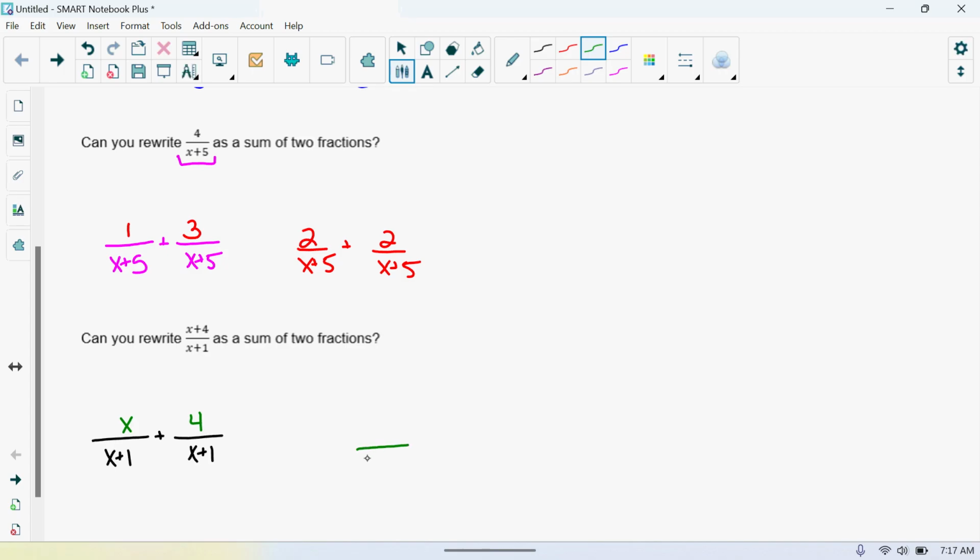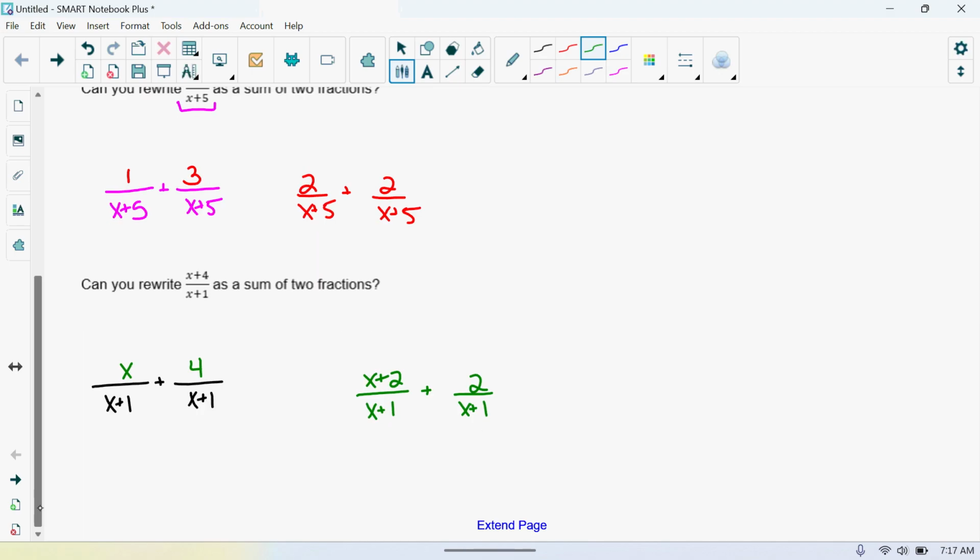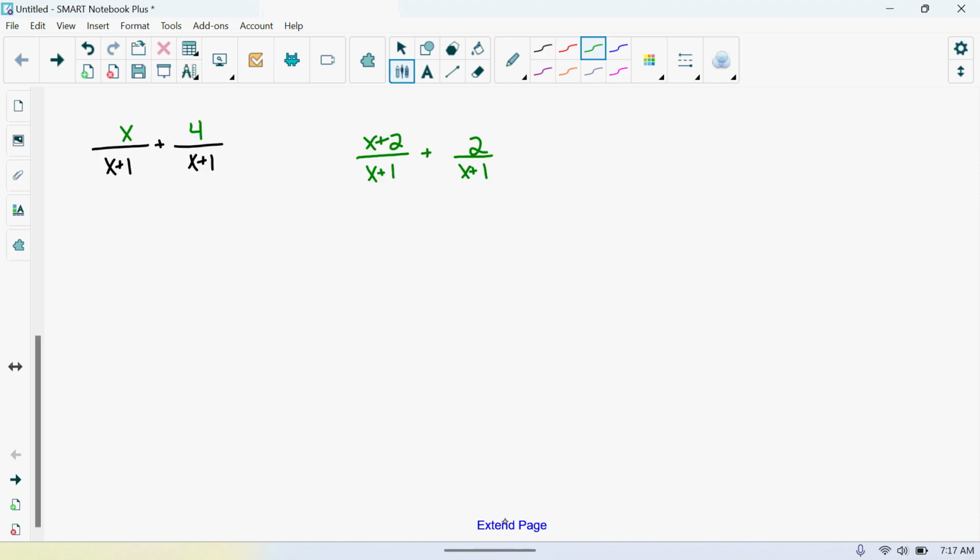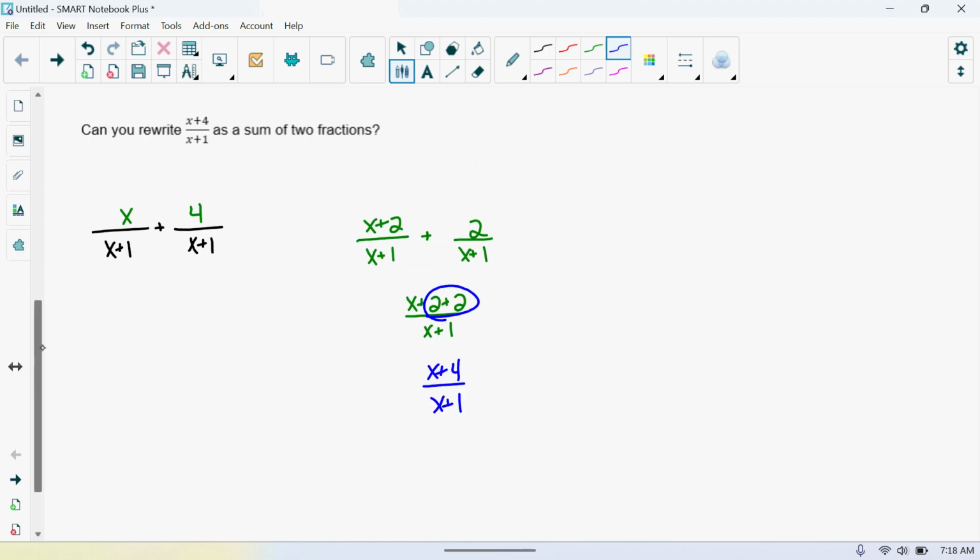When I combine those in my numerator, x and 4 are not like terms, so I can't combine them together. However, I could also write this as x plus 2 plus 2. And here's why. When I combine into a singular fraction, this becomes x plus 2 over x plus 1. And then my like terms in my numerator are here. So this becomes x plus 4 over x plus 1, which is what I originally wanted.